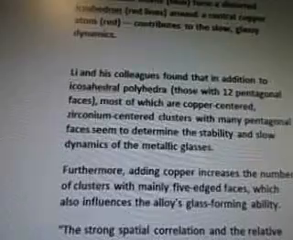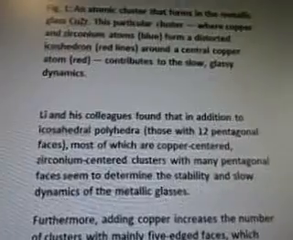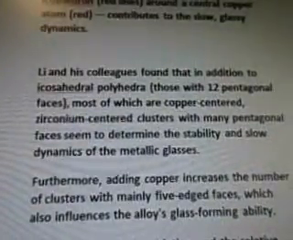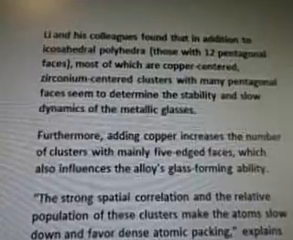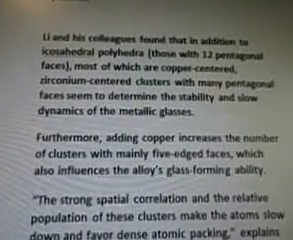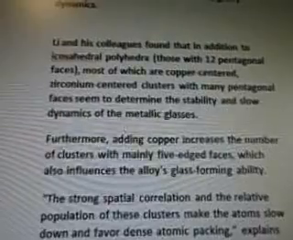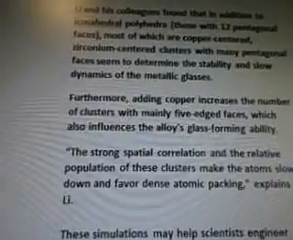Lee and his colleagues found that in addition to icosahedral polyhedra, this is a quote from a blog, those with 12 pentagonal faces, most of which are copper-centered, zirconium-centered clusters with many pentagonal faces seem to determine the stability and slow dynamics of the metallic glasses. Now that's going to be very important because you want to have stability in this levitation device, right?